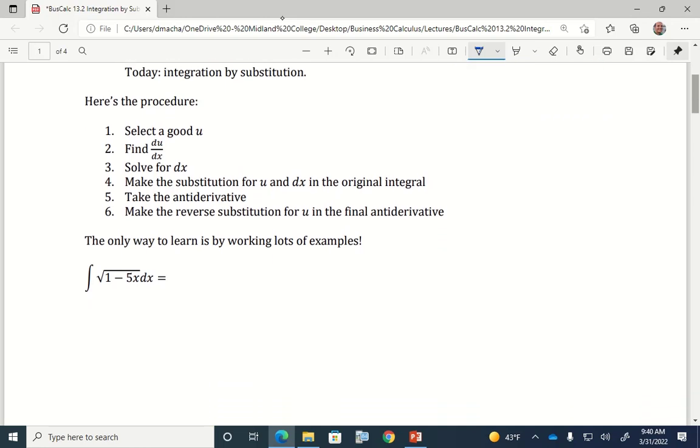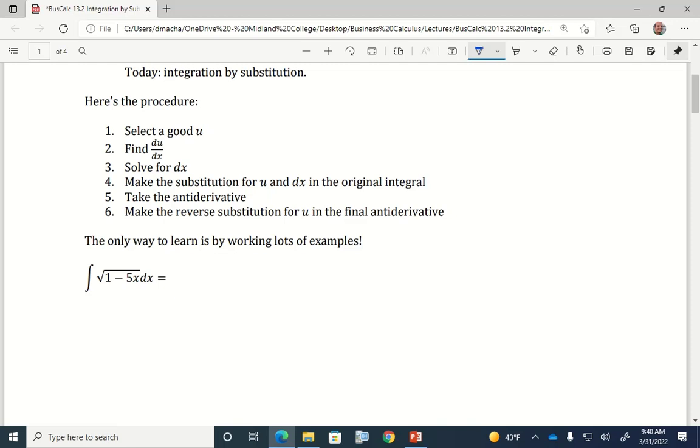So the procedure for integration by substitution is that you're going to choose a good expression that you see as part of your integral to be what we call lowercase u. Then you're going to take the derivative of that expression with respect to your independent variable. You're going to rearrange that equation to solve for just the dx.